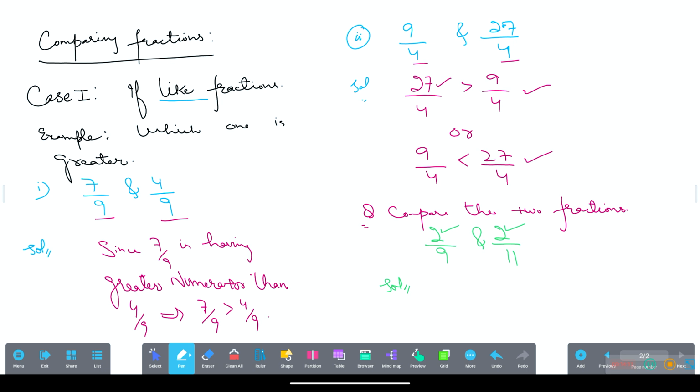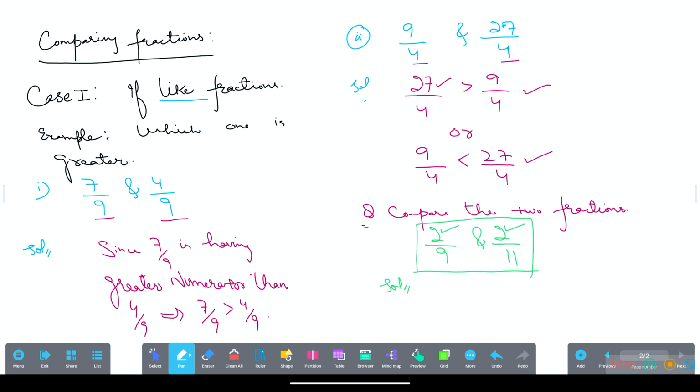We have come to know that of two like fractions, the one having the greater numerator will be considered greater. Its value will be more than the one having the smaller numerator. But here the situation is different. They are unlike. But the way we compare unlike fractions, here we will use a bit different method. Why? Only because their numerators are the same.